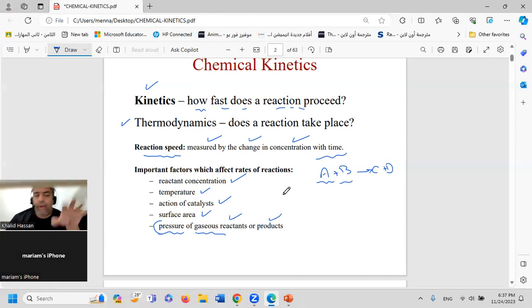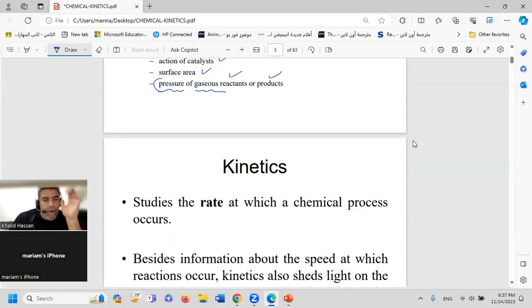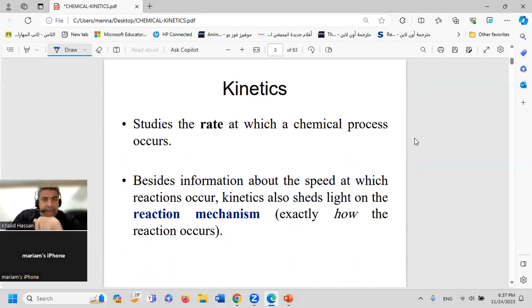This is the first part. So we have the definition of kinetics, the difference between kinetics and thermodynamics, and the important factors which affect the rate of reaction. Here it's repeated: kinetics studies the rate at which a chemical reaction occurs. Besides information about the speed at which a reaction occurs, kinetics also sheds light on the reaction mechanism, showing exactly how the reaction occurs.